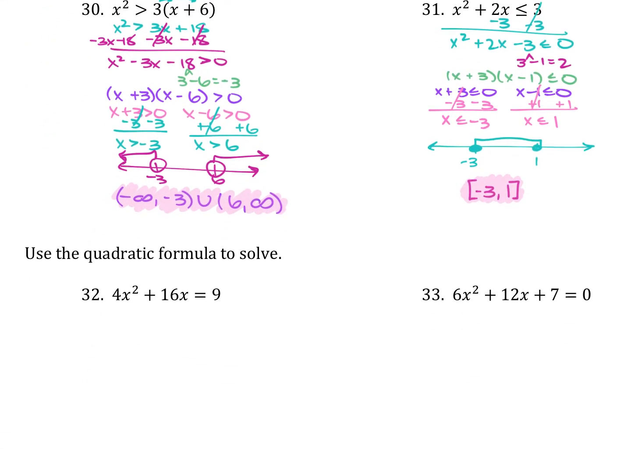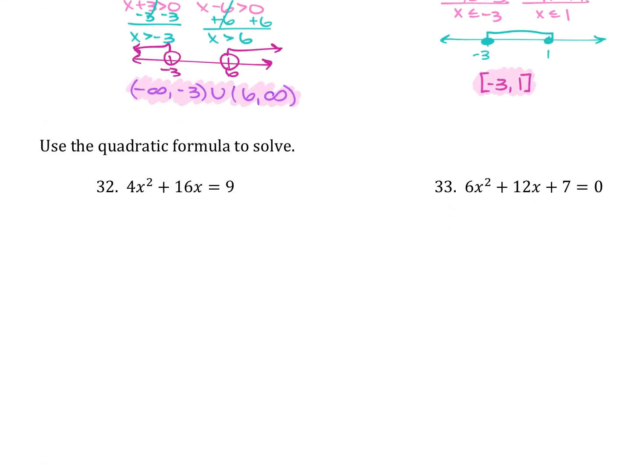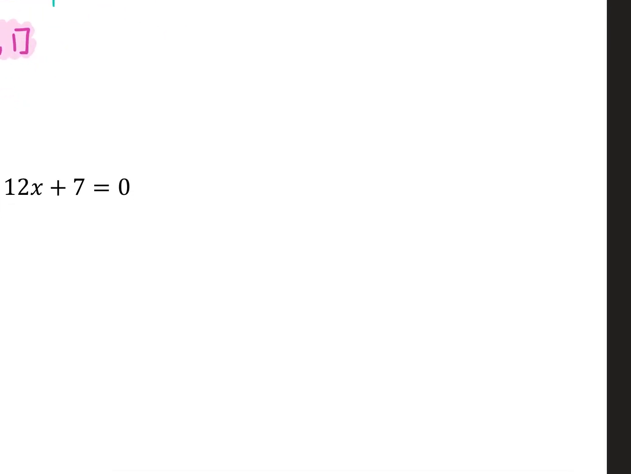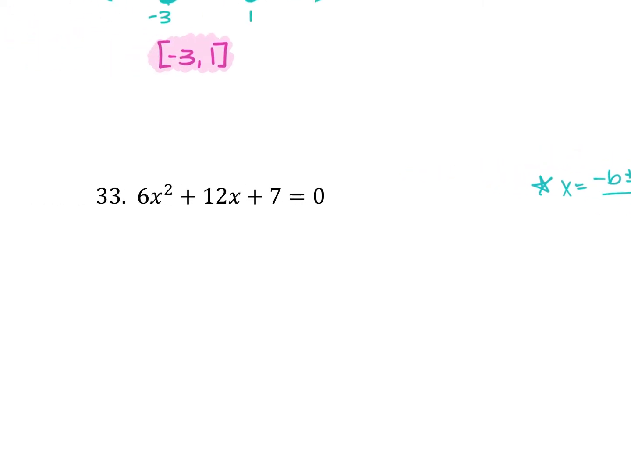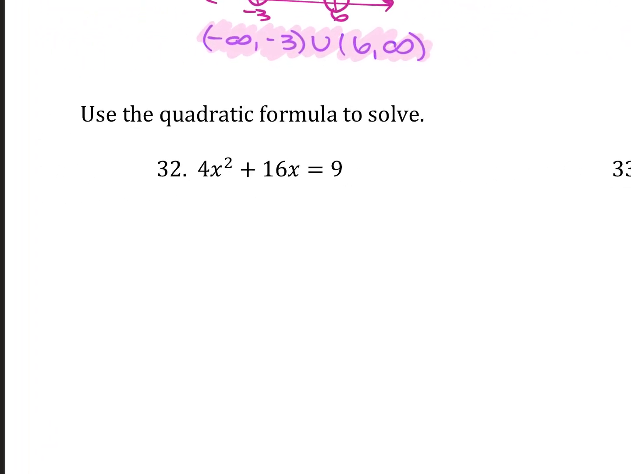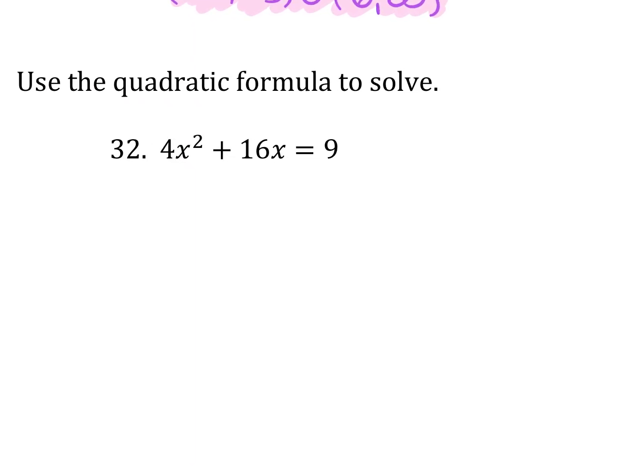For question 32, it tells us to use the quadratic formula in order to solve. Remember, your quadratic formula is x is equal to the opposite of b plus or minus the square root of b squared minus 4 times a times c, all over 2 times a. So we're going to use that in solving these. For 32, we have 4x squared plus 16x is equal to 9. If a term is not on the same side with your x squared and your x, move it over. Everything should be on the same side, and this should be equal to 0, before you even start using your quadratic formula.